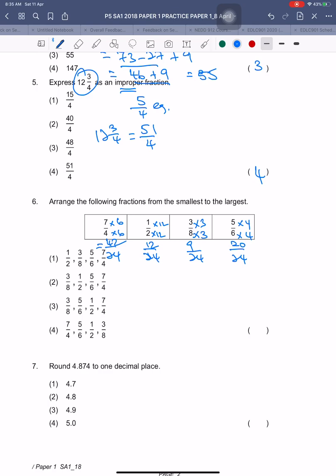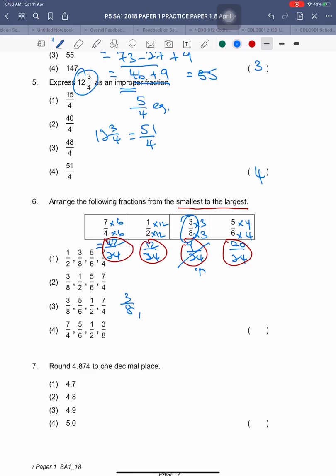Okay, so now you have converted the fractions given to you to these 4 fractions. Now it's easier to compare because the denominators are all the same. From here, the question asks you to rearrange them from the smallest to the largest. So the smallest is 9 over 24, which is 3/8.